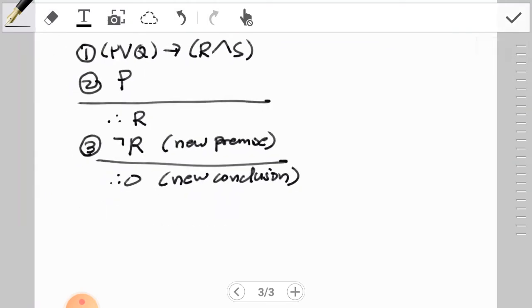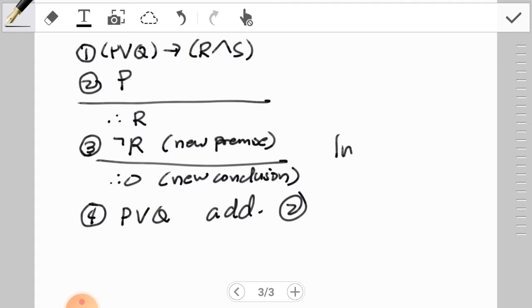And how do we now treat this problem? What will be our fourth premise? If you would like to imitate what we have done in the first solution for this problem in the homework, we can add first Q. So we have P or Q. This is just using addition for line number 2. By the way, this line here is for indirect proof.